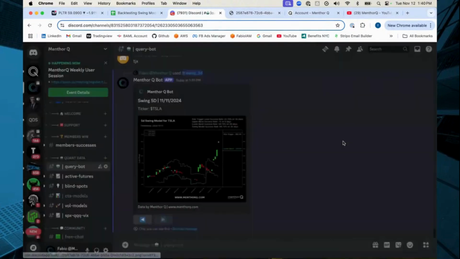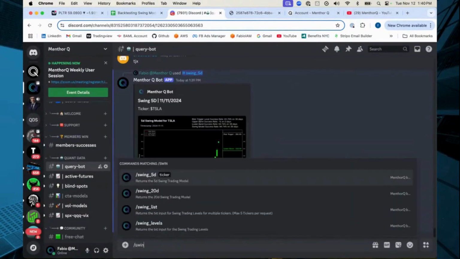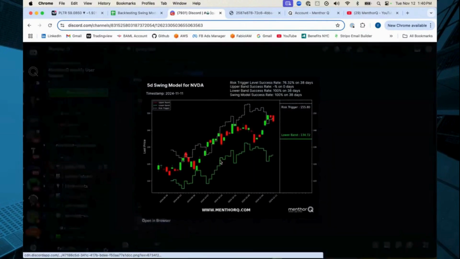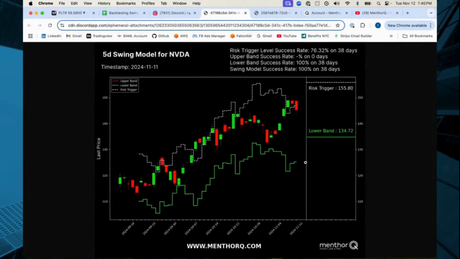We can do the same for Nvidia. So if we type swing 5 days, Nvidia, same thing. We have our lower band right here at 134, and then we have a risk trigger of 155. And as you can see, over the past 38 days, the model had a 100% success rate, meaning that the price over this period was always above the swing levels that were sent to you 5 days before. So the price stayed above the 5 days level that you see, the lower band right here.